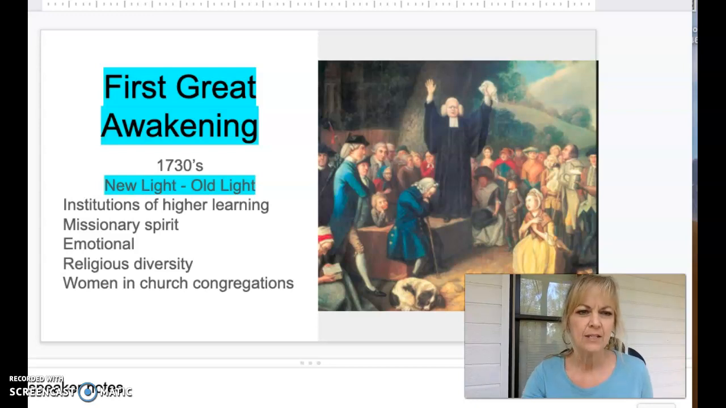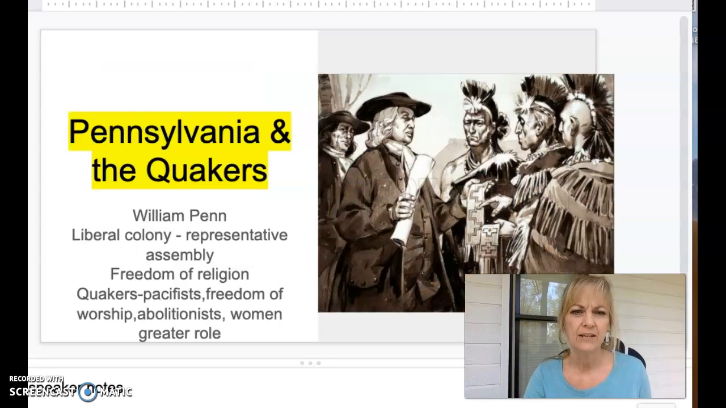Okay, let's move on to Pennsylvania, established by William Penn. It was a much more liberal colony. They had a representative assembly. It was a lot of Quakers there, freedom of religion. Quakers were pacifists. They were abolitionists, remember, opposed to slavery, one of the first examples of that. And women had a greater role in society there.